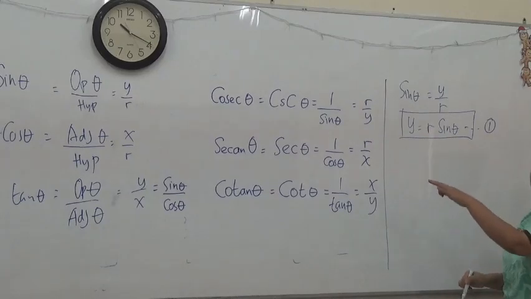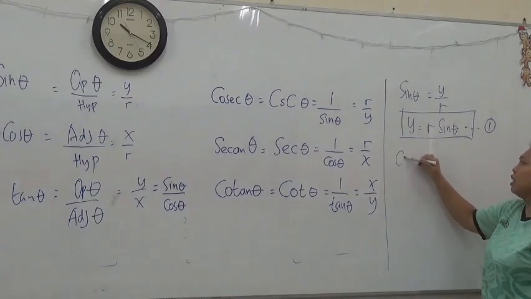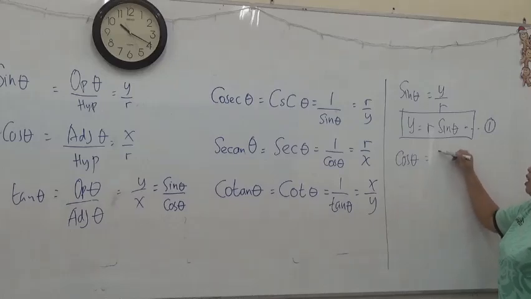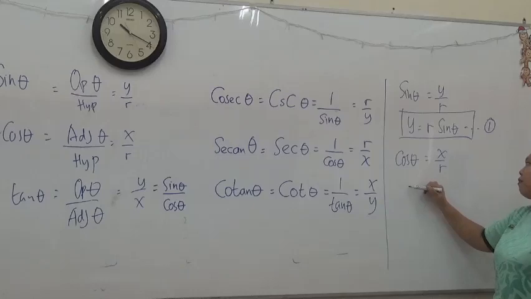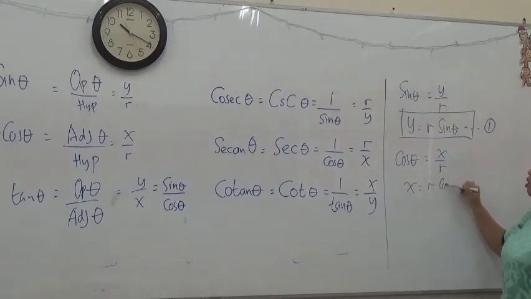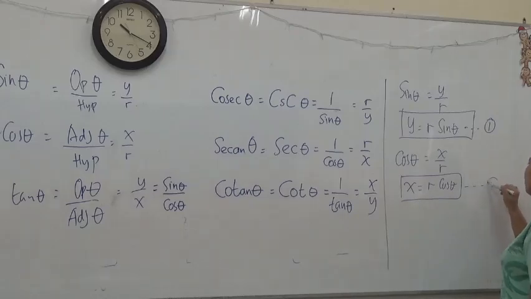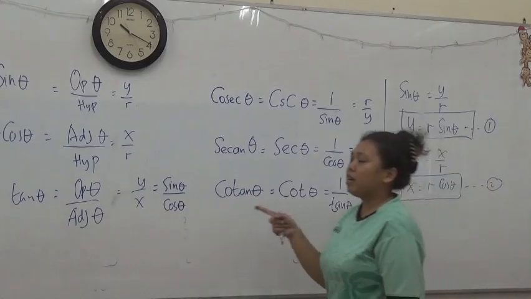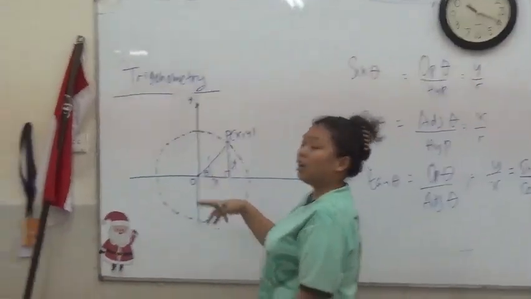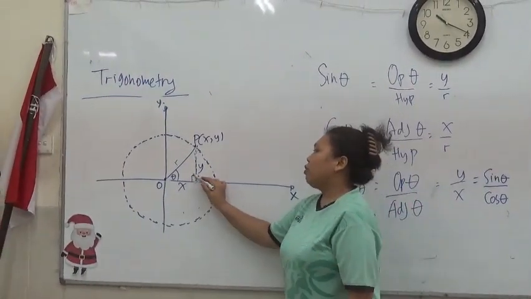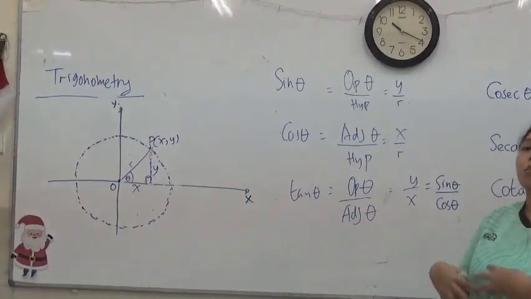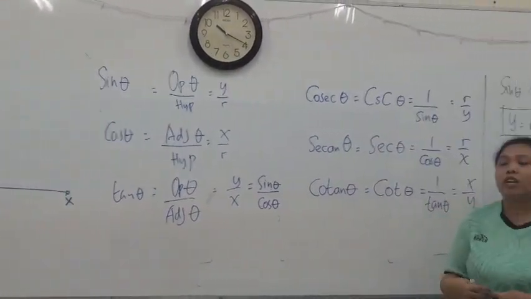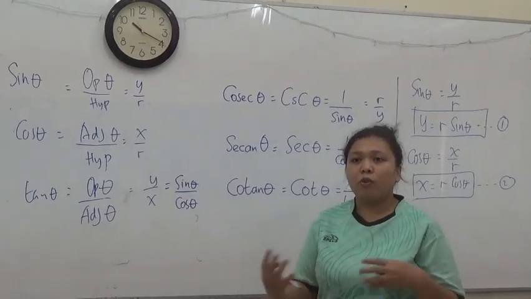For the second equation, I will just take the formula of cos theta. Cos theta equals x divided by r. You do cross multiplication, you will have x equals r cos theta. And you label this as the second equation. And then I go back to my right angle triangle inside one circle. Okay. So every time you have a right angle triangle, you can apply the Pythagoras theorem. What is the Pythagoras theorem? When you add the squares of the other 2 sides, it equals the square of the hypotenuse.